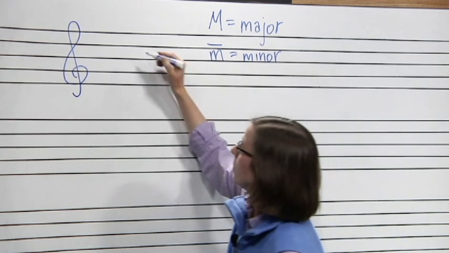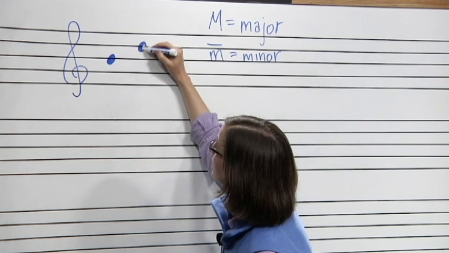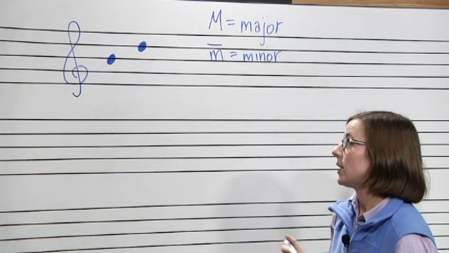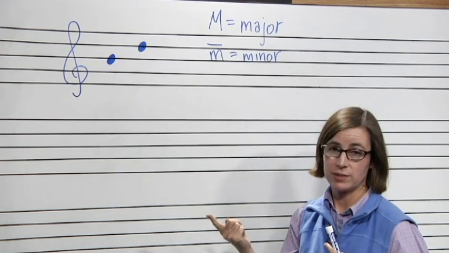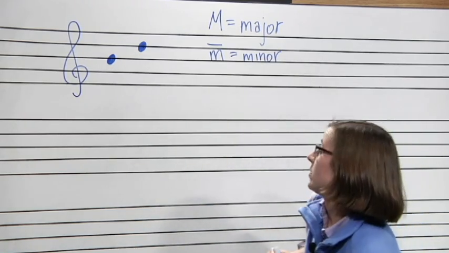So we're going to start with this third, B up to D. And what I'm going to do to invert it is take one of those two pitches and wrap it around the other one and change the octave. Here's how that looks.